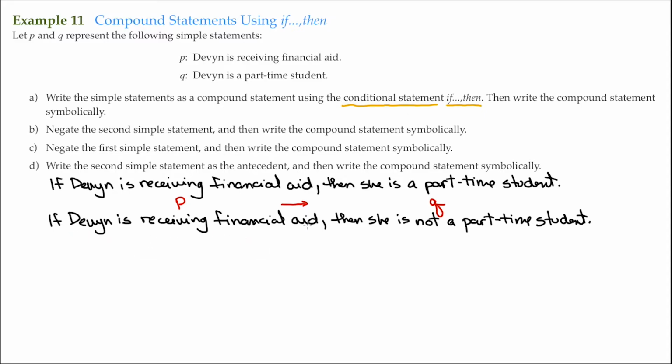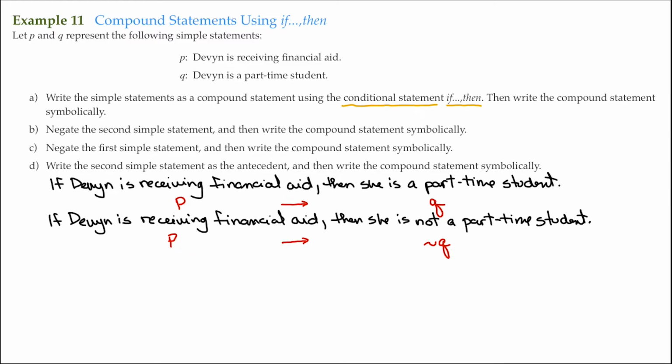Symbolically, again, here is our antecedent made up of the first simple statement, P. Here is our consequent, our second simple statement, but we've negated it, so that's not Q. And of course, our connective is the arrow. And this is pronounced as if P, then not Q.